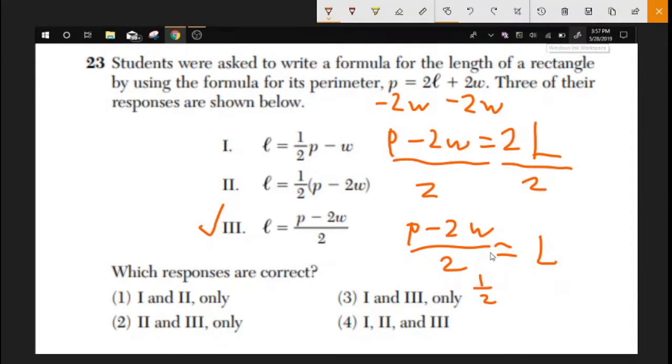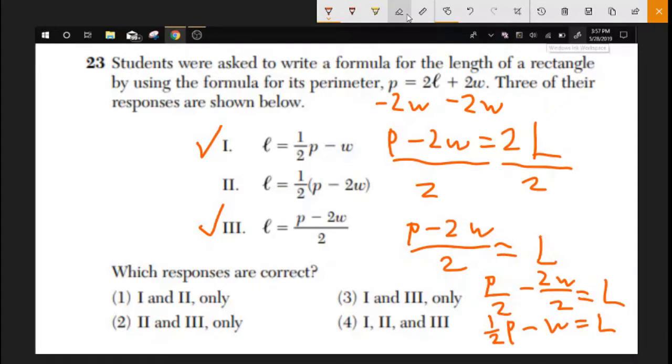Because remember, you could just separate these two things out and you could make it look like P over 2 minus 2W over 2 is equal to L, and those two things are equivalent. And then it's pretty obvious from here that that could also be written as half P minus W, just simplifying those two, is equal to L. So we know this one's correct. And then let's fix our L. Now this one.